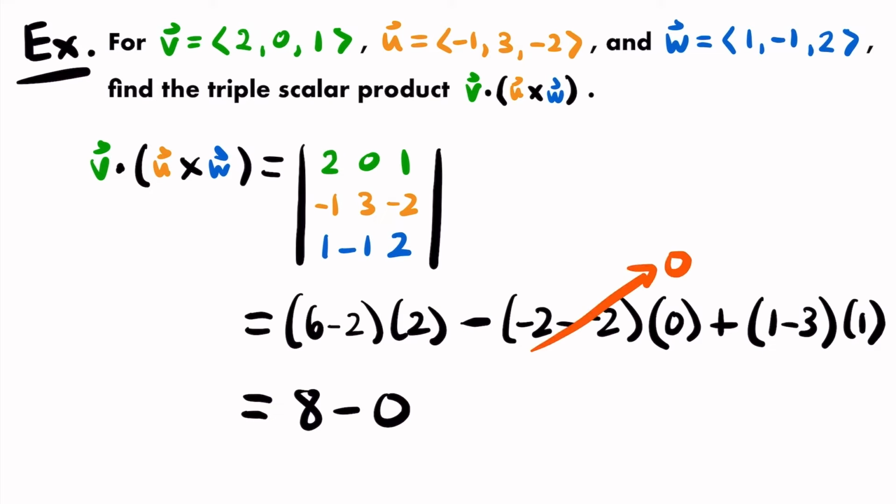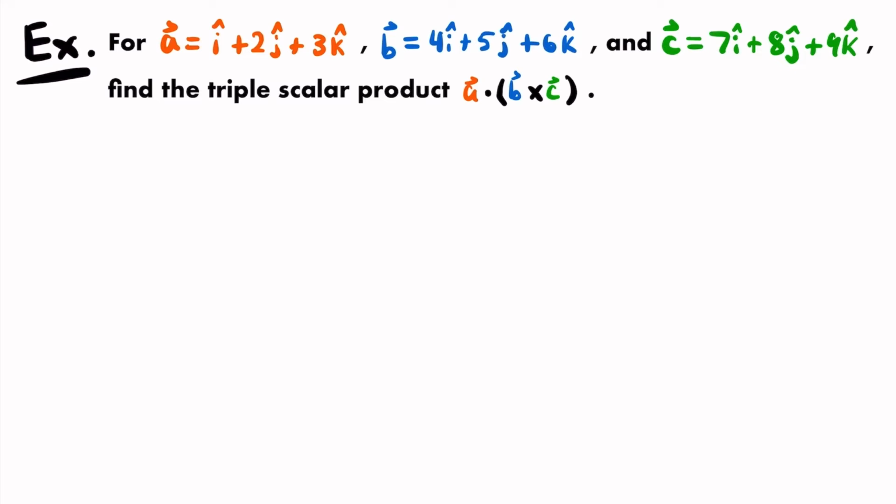This will become 0. But then we're adding all of this to 1 minus 3 times 1, and 1 minus 3 is -2 times 1 is still -2. So we will have minus 2. Okay? And so now if we simplify, 8 minus 0 is 8, and then minus 2 is 6. So this is equal to 6. 6 would be the value of the triple scalar product. Okay, let's take a look at another example.